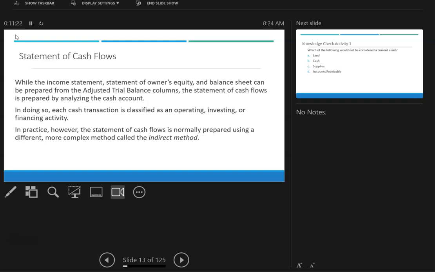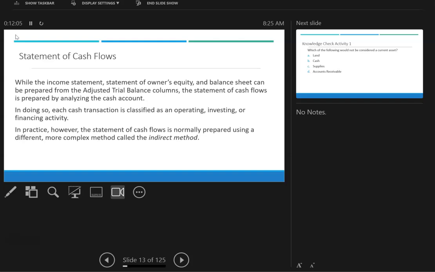Statement of cash flows is another financial statement we'll talk about in greater length, but basically it can be prepared using this adjusted trial balance that everything else is being prepared from. And each cash transaction we classify. So the statement of cash flows only deals with items involving cash. And it will all be linked in either operating activities, which is why the company's in business, or financing activities, which is a way they borrow money or pay money back. And then investing activities is only the purchase and sale of long-term assets.